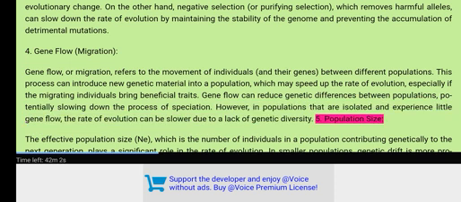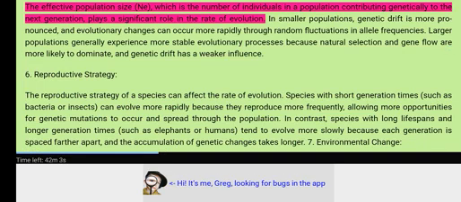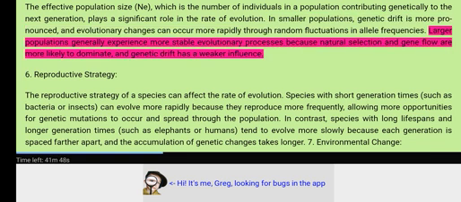5. Population size. The effective population size, which is the number of individuals in a population contributing genetically to the next generation, plays a significant role in the rate of evolution. In smaller populations, genetic drift is more pronounced, and evolutionary changes can occur more rapidly through random fluctuations in allele frequencies. Larger populations generally experience more stable evolutionary processes because natural selection and gene flow are more likely to dominate, and genetic drift has a weaker influence.